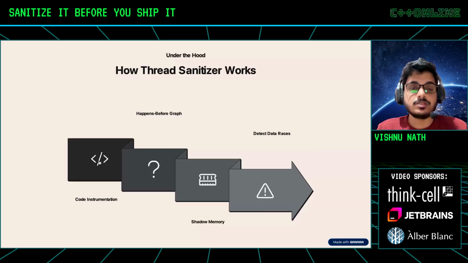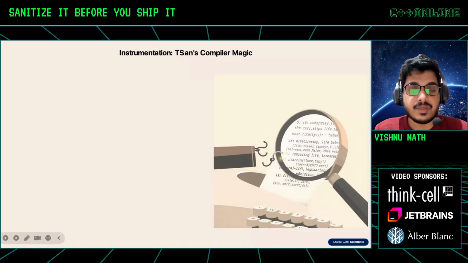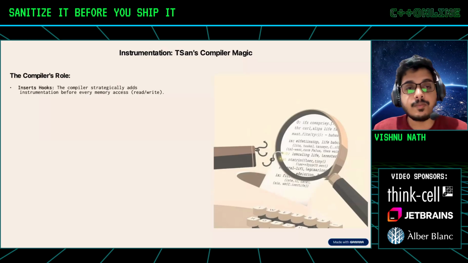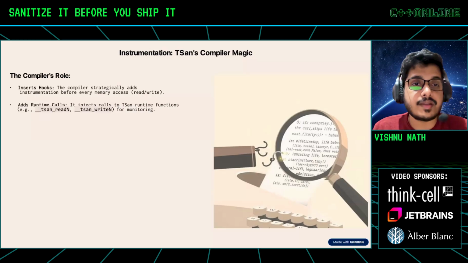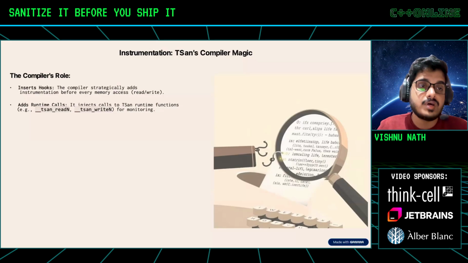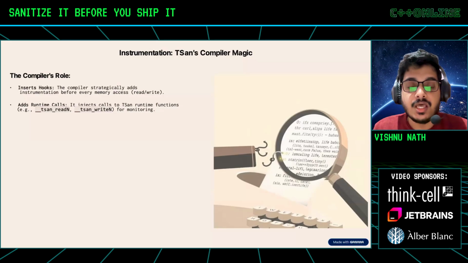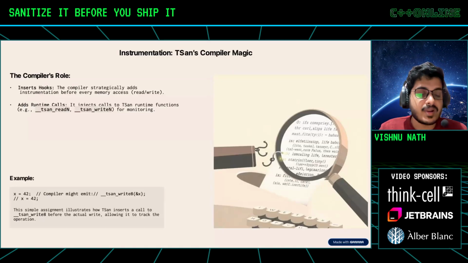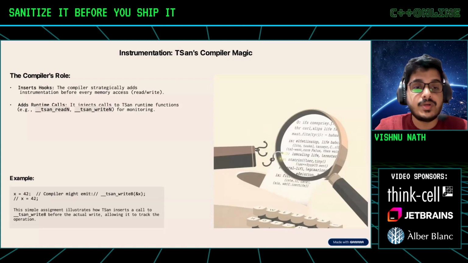Going forward, we check how ThreadSanitizer works. Here the compiler plays a big role in helping TSan solve concurrency bug detection. The compiler will insert hooks in all the memory read and write operations, and add runtime calls to TSan-aware functions to convert our memory read and write operations, so TSan knows that there is a memory read or write operation. For example, x equal to 42 is a write operation, so the compiler might emit a hook there and convert it into a TSan-aware write function.